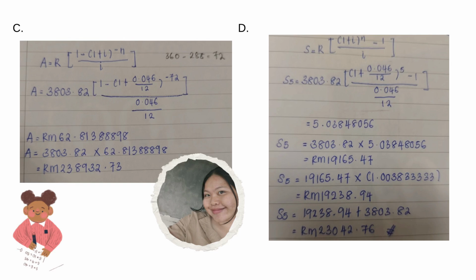This amount then incurred interest for 1 additional month before the 6th payment was made. So, after adding 1 month's interest, the accumulated arrears became Rm 19,238 ringgit and 94 cents. On the 6th month, Amir must pay both the accumulated arrears and the current monthly installment. So, the total amount payable on the sixth payment is Rm 23,042 ringgit and 76 cents.